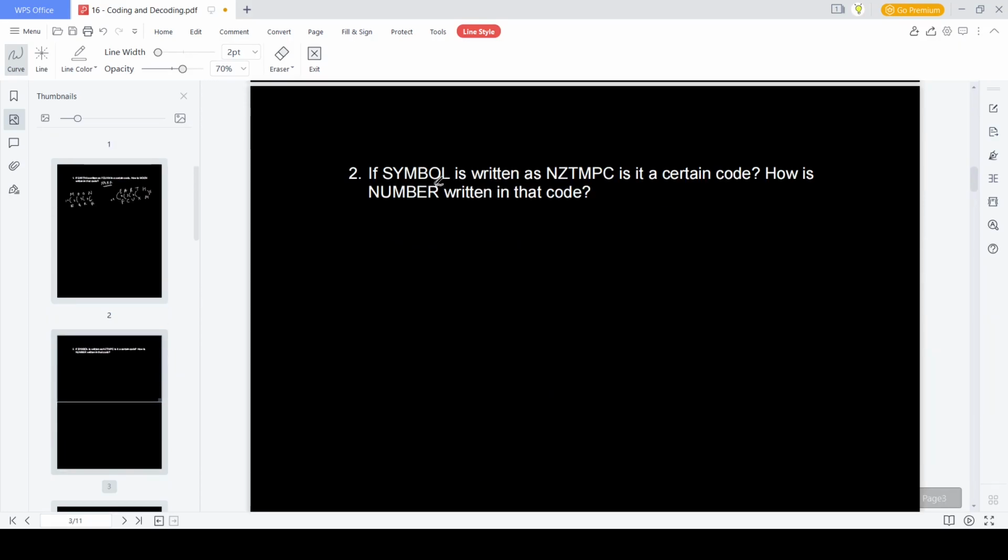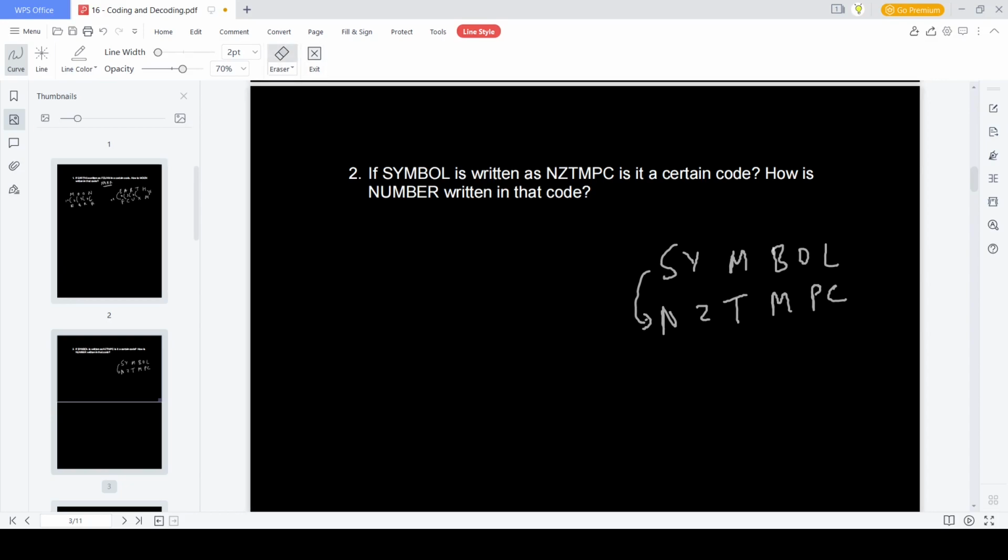Next question: if symbol is written as NZTMPC in a certain code, what is number written as? Okay, so we'll write SYMBOL and NZTMPC. Here if we see the jumps, we cannot understand anything. Like S to N there's a backward jump, while Y to Z there's a forward jump. So there are many ways to think about it.